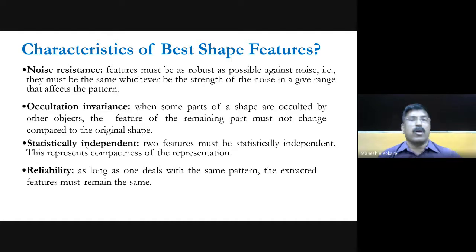At 10 o'clock, the shape feature of this object is something different. At 11 o'clock, it is something different. In the evenings, it is something different. Then it will be very, very difficult to develop a correct or reliable system. So for any sample of this category, the shape feature should remain the same, right? So it should be reliable. As long as one deals with the same pattern, the extracted features must remain the same.